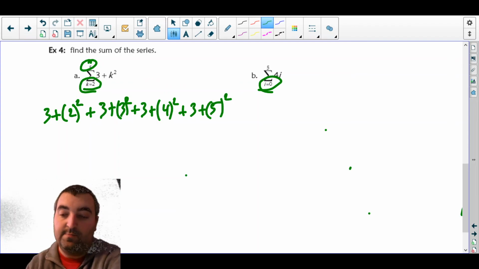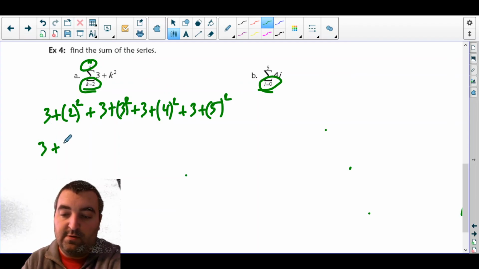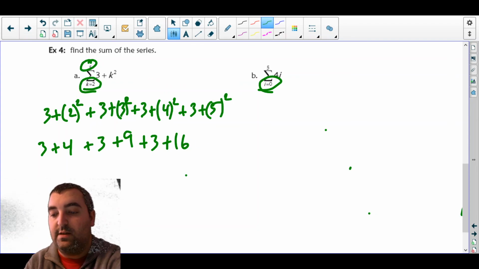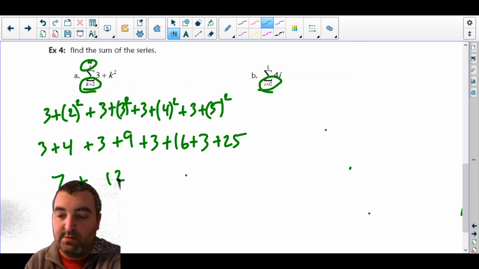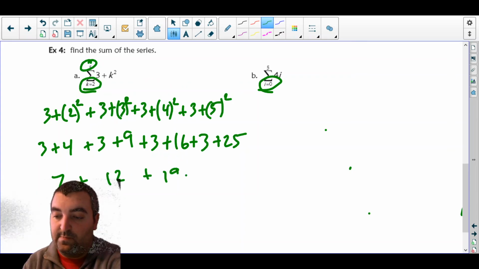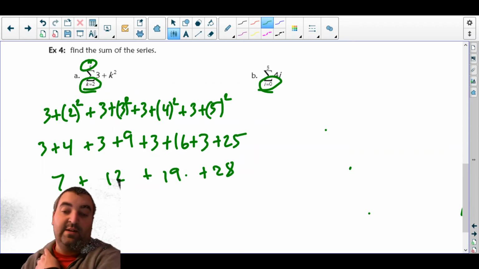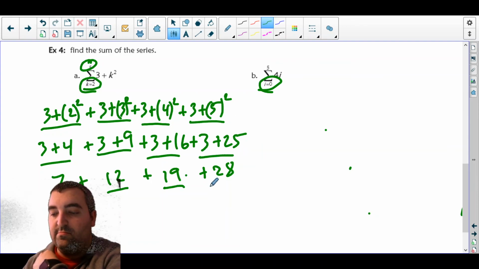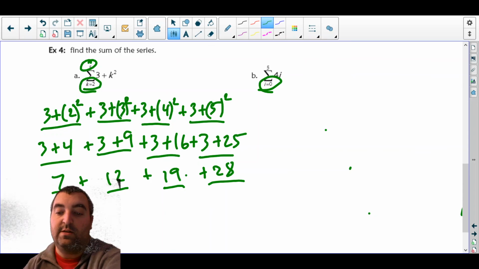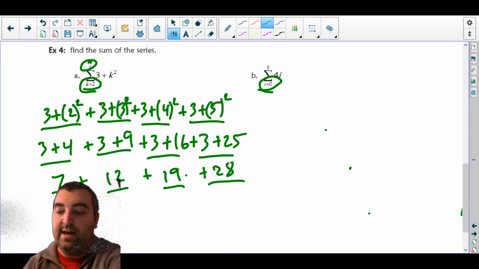Okay. So just to finish this one off, so 3 plus 4, 9, 16, 25, 7, 12, 19, 28. Now the reason I did that was so I can see each number in the sequence, in case they asked about it, like if it was the previous question or something. So I know in this sequence, the 3 plus k squared, it would go 7 plus 12 plus 19 plus 28. Now I'm just going to add them together.